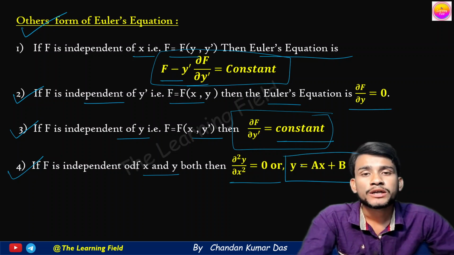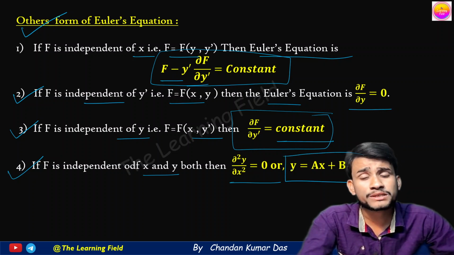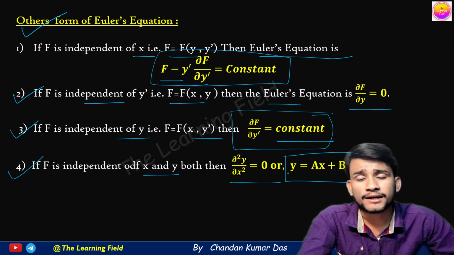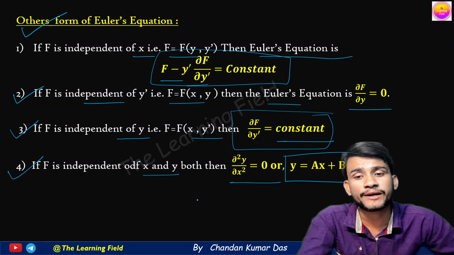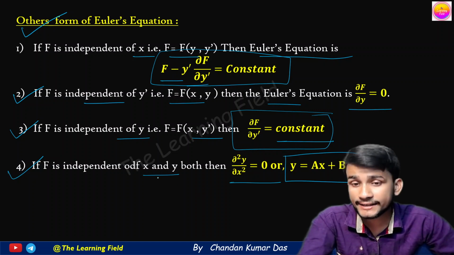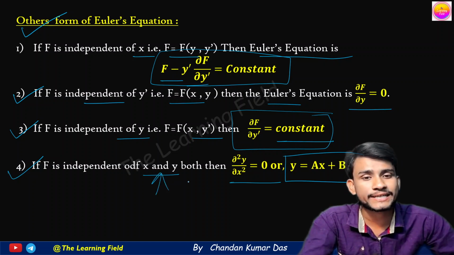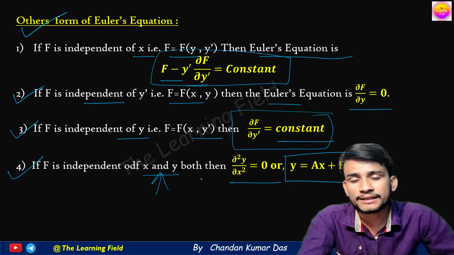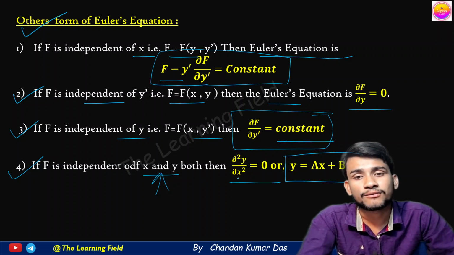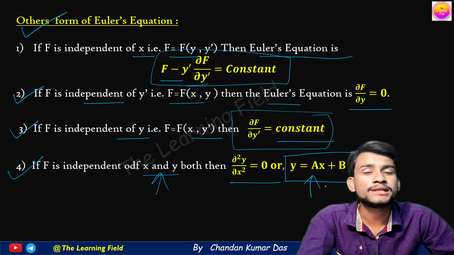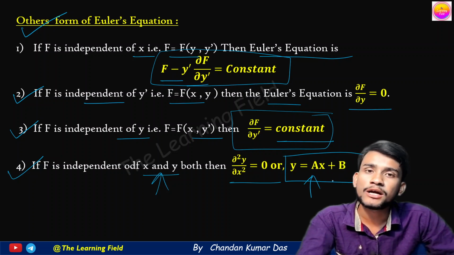So if we see the problems carefully, and we see that the form of f is independent of either x or y dash, or independent of both, then this is a particular and special case also. And if the functional f is independent of x and y both, then we can directly say that the extremal is of the form y equal to ax plus b, where a, b are constants.